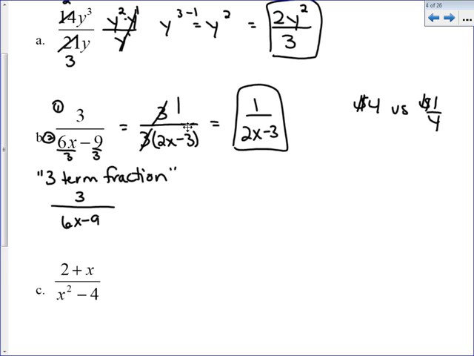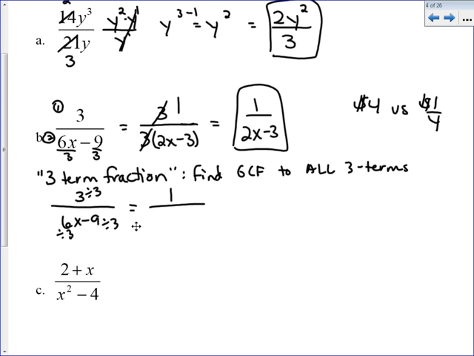When you're working with a 3-term fraction, another way to simplify it is to find a GCF to all 3 terms. And this really only works with 3-term fractions. So if I look at the problem as a whole, I've got to include everybody: 3, 6x, and 9. Can you think of a GCF for 3, 6x, and 9? 3. So your other option, which I find is easier, is to just go through and divide each term by the GCF. So 3 divided by 3 in the numerator is 1. 6x divided by 3 is 2x. Negative 9 divided by 3 is negative 3.